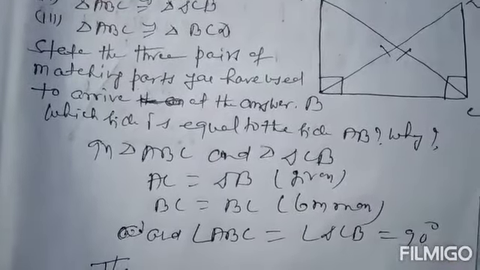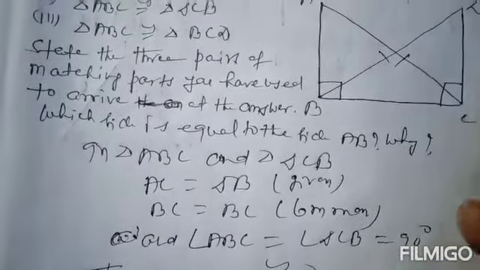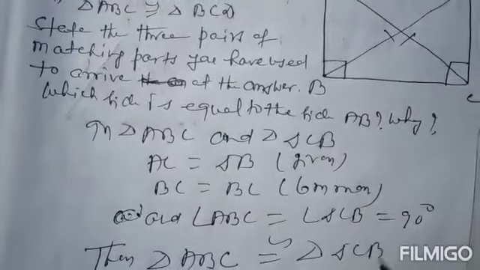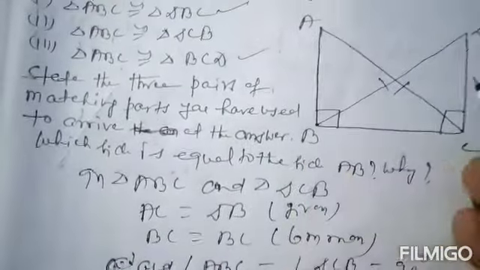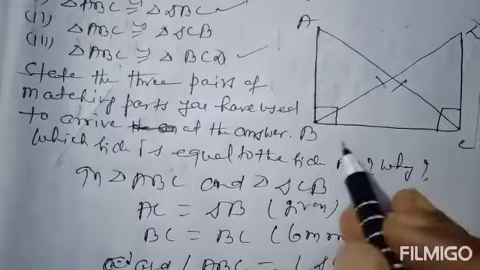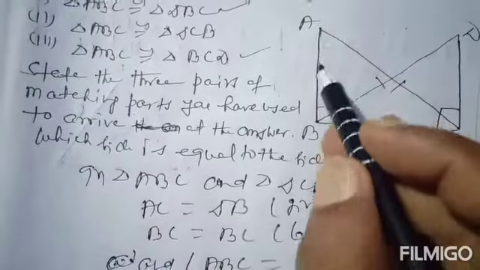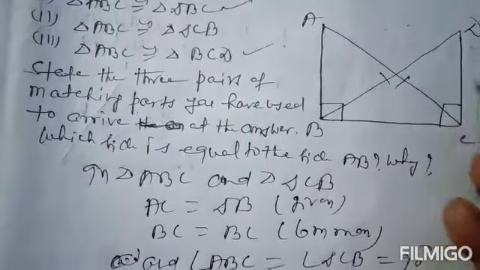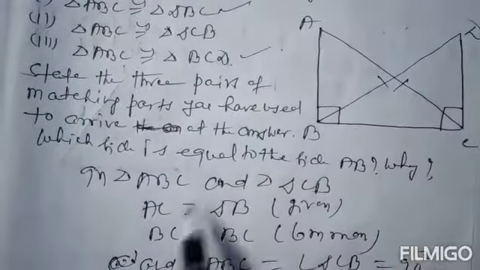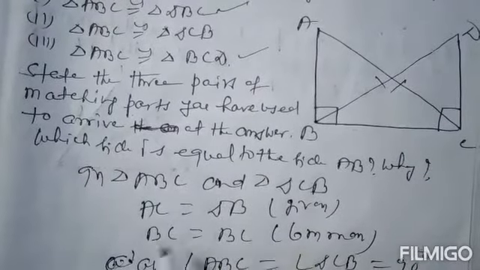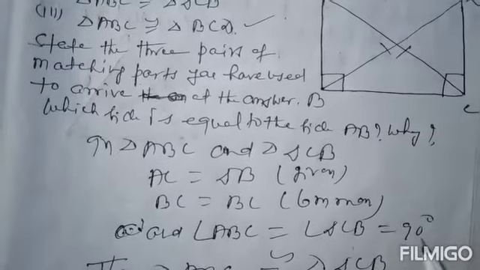Then triangle ABC is congruent to triangle DCB, not DBC and not BCD, because ABC means AB equal to DC, BC equal to CB, and AC is equal to DB. So triangle ABC is congruent to triangle DCB. The three matching parts are AC equal to DB, BC equal to BC, and angle ABC equal to angle DCB, 90 degrees.